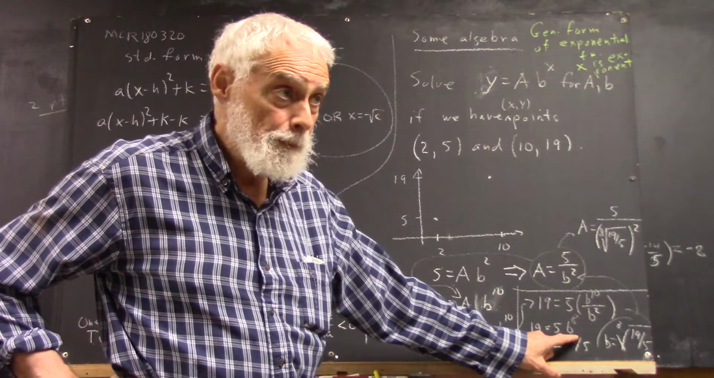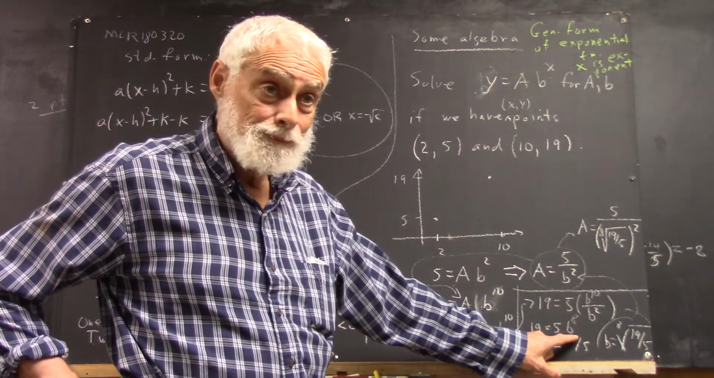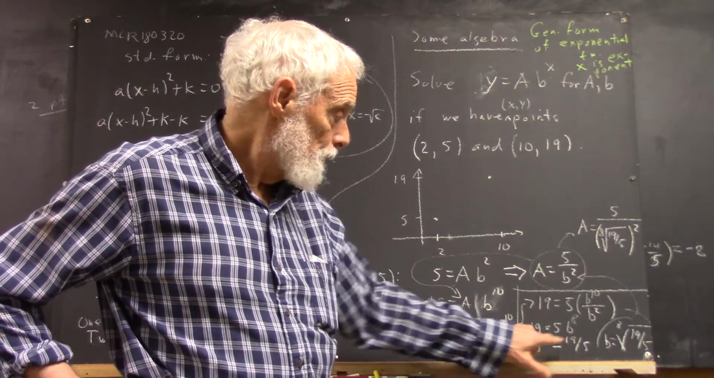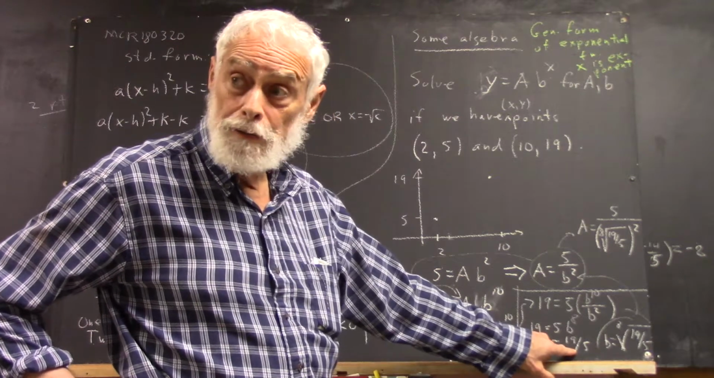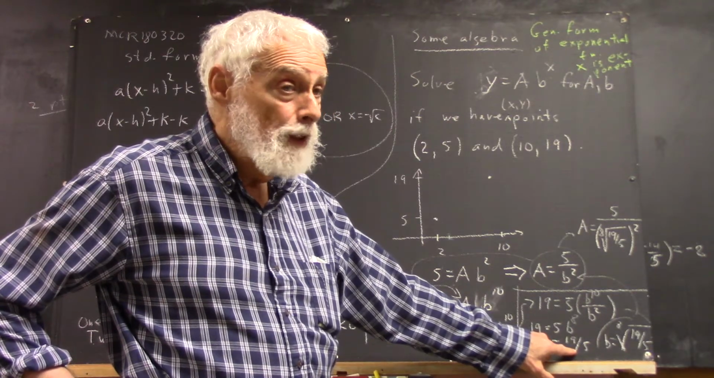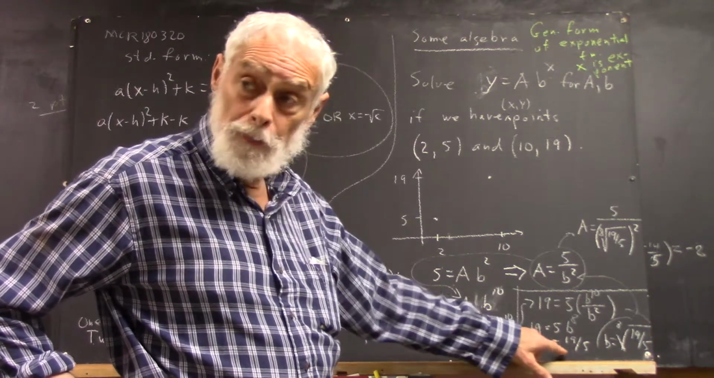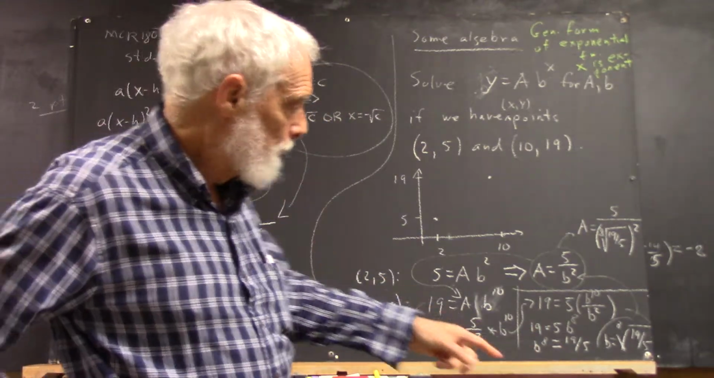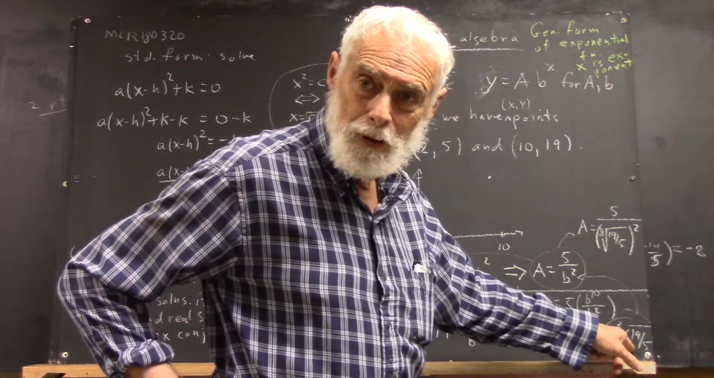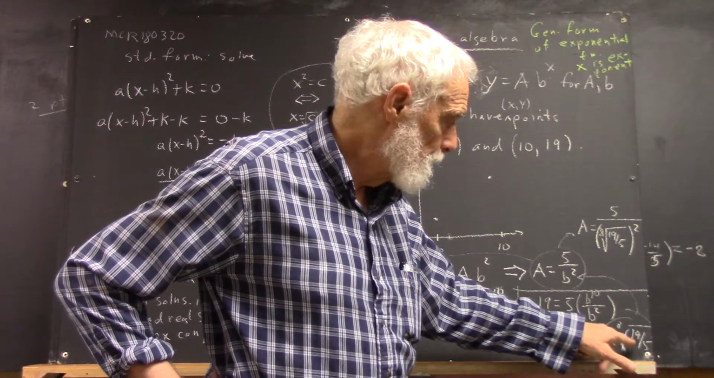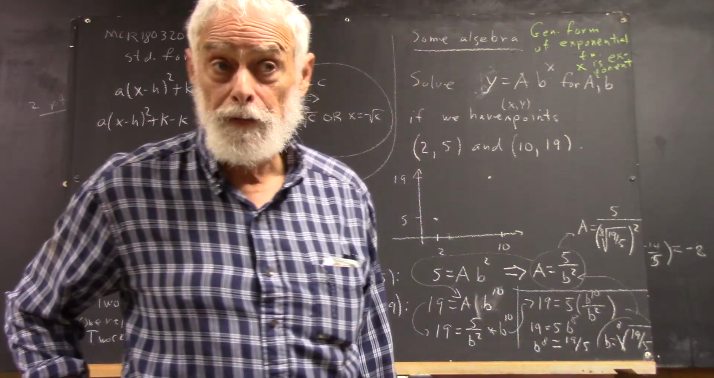How do you solve that? Well, first b to the 8th would be 19/5, right? And then you could take the 1/8 power of both sides, which is the same as taking the 8th root of both sides, and you get b equals the 8th root of 19/5.